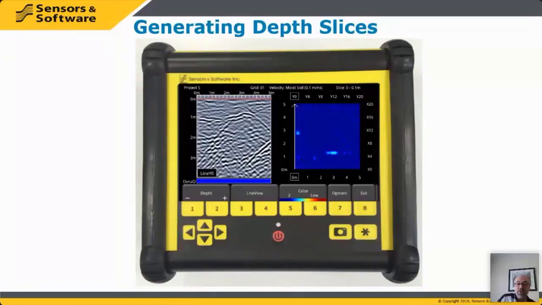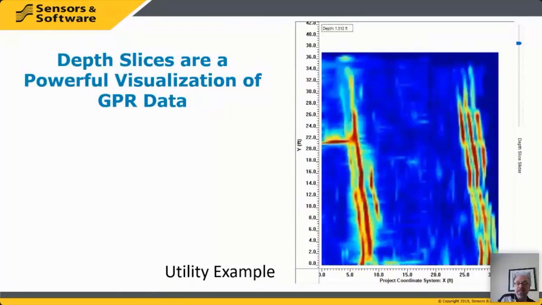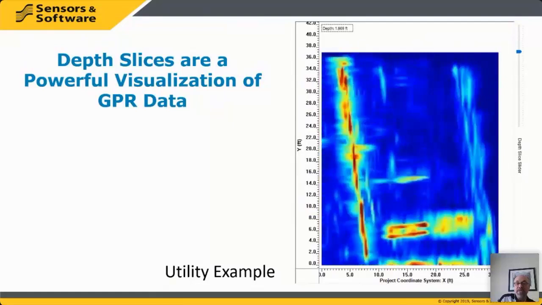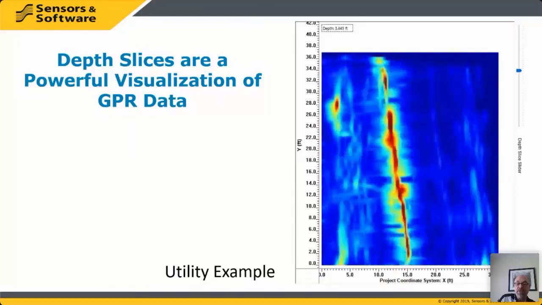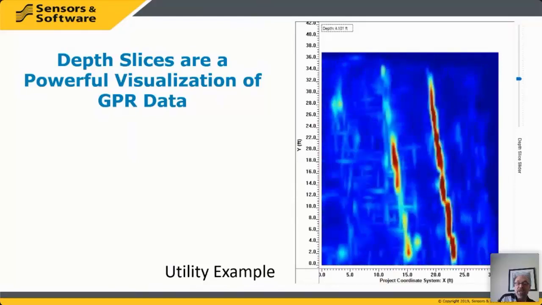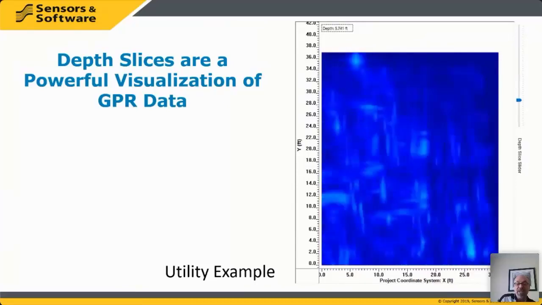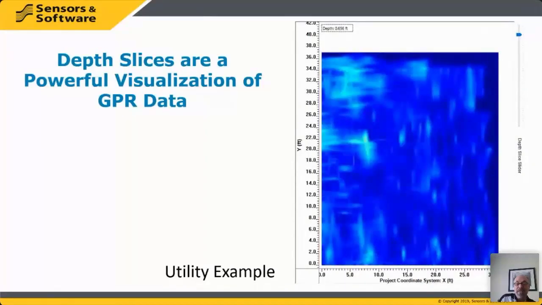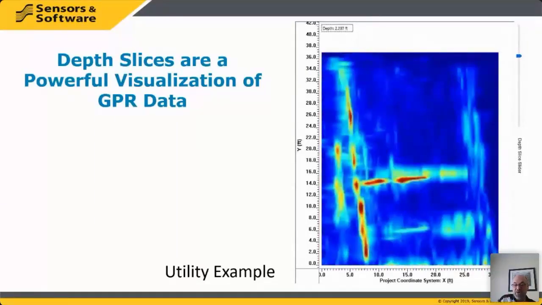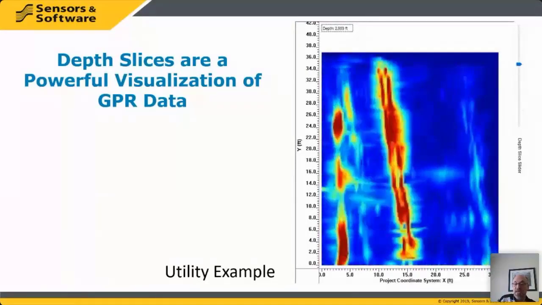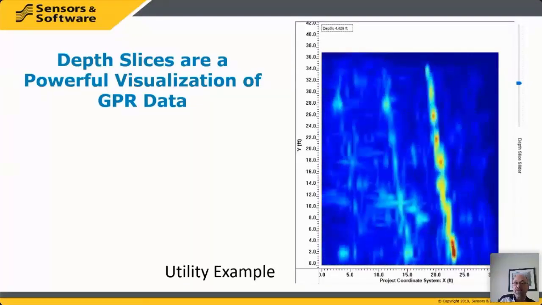And to show you what depth slices look like, here's an example of utilities slicing down deeper and deeper. You can see this arrow moving. And so you're slicing down a few centimeters or a couple inches at a time. In this particular case, you can see how complex this site is with a lot of utilities at different depths. And so this would have been a nightmare to try to locate all these just by locating and marking on the surface, because there's so many of them at different depths.